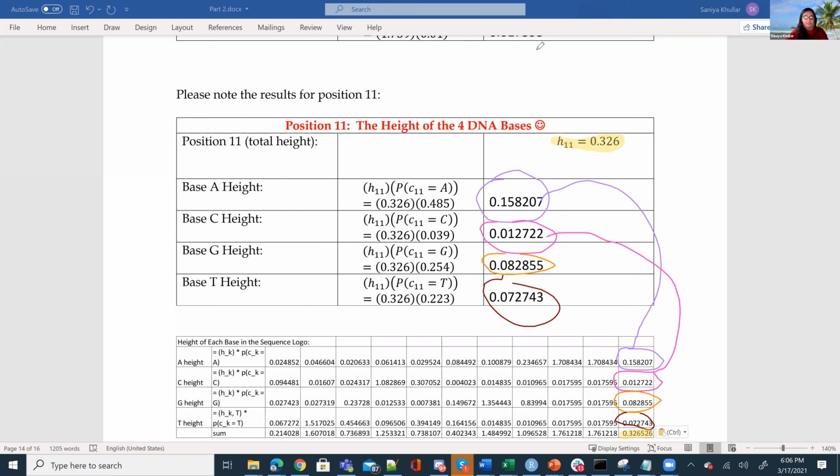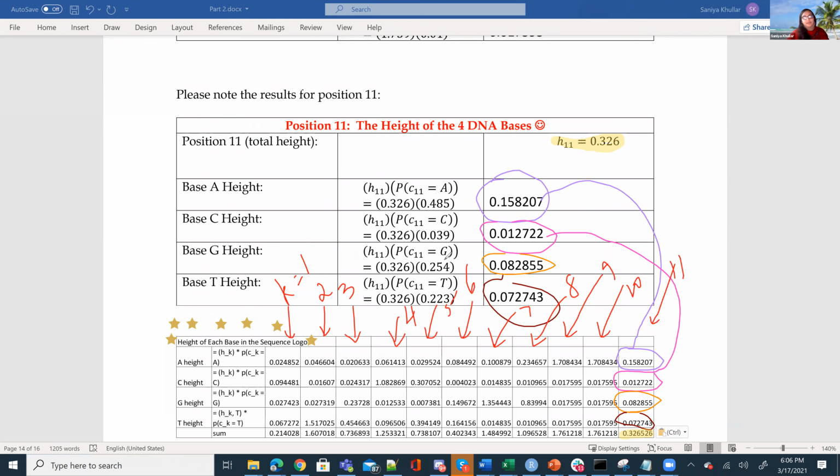This is the total height of each. So we're looking at the height of each base, again, the height of each base in the sequence logo. This is for K is 1, 2, 3, 4, 5, 6, 7, 8, 9, 10, and 11. So these are the heights of these different positions that we're using.